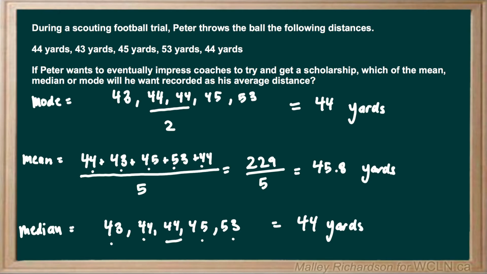So looking at this, we found our mode to be 44 yards, our mean to be 45.8 yards, and our median to be 44 yards. So that means we would want to pick our mean of 45.8 yards as a representation of his data, because we can see that this number gives the largest average distance.